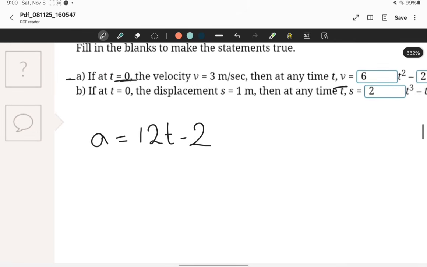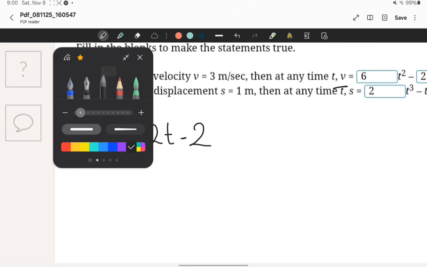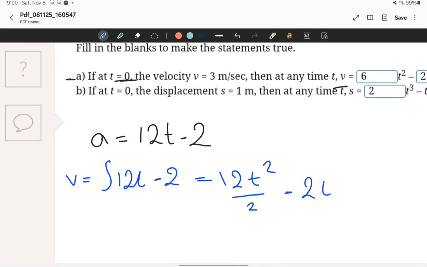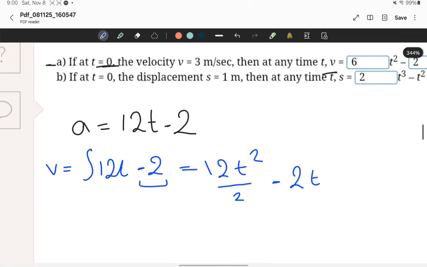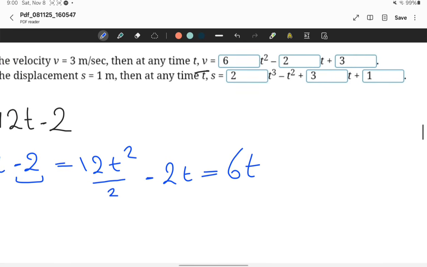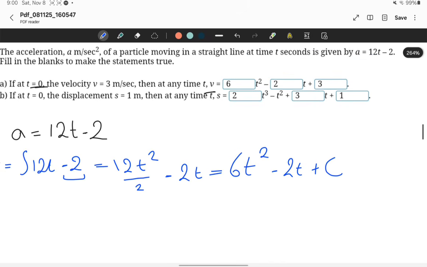So we'll integrate. The velocity is going to be equal to the integration of 12t minus 2. I'll do it in a different color so we don't mix it up later. That is 12 into t squared over 2, minus 2t. Integration of any constant, you just add the variable beside it. So this is 6t squared minus 2t plus c. Now we can't give them the equation and just write c. We always have to fill it in with a value.